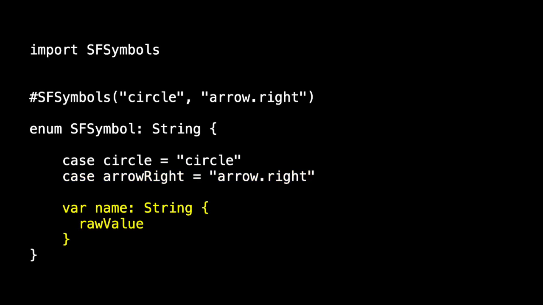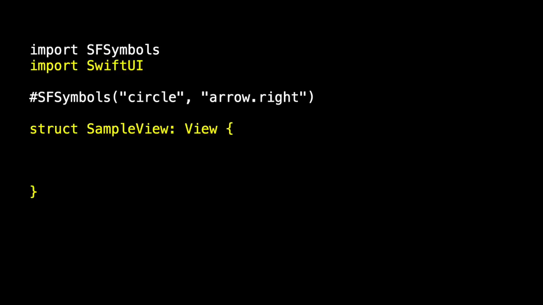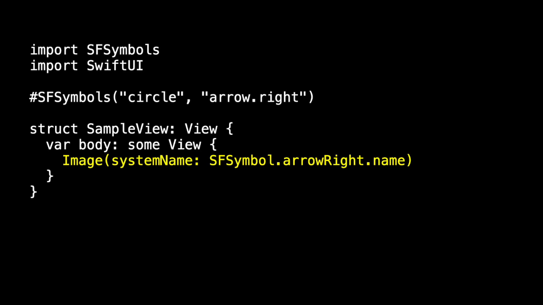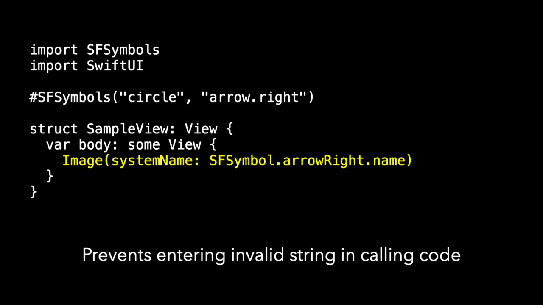The macro also creates this computed property name, which makes it easy for us to use this when we create an image. So if we have this SwiftUI view sample view and it has a body which only contains an image, we can specify the system name as SFSymbol dot one of the case names dot name. And this is great. In our own calling code, it means that we can't make a mistake by typing in the wrong string.